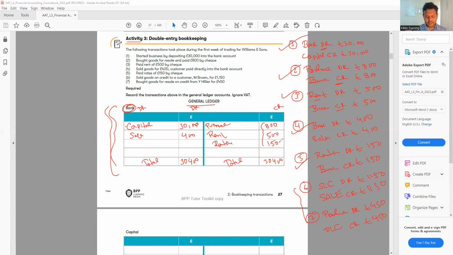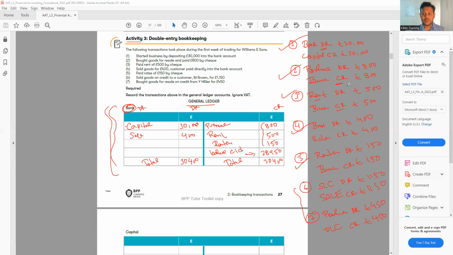So we have to minus, so we said we have 30,400 minus 800 minus 500 minus 150. And that gives me 28,950. And we called it balance CD. That means closing balance. So this is the way we do every single ledger account.